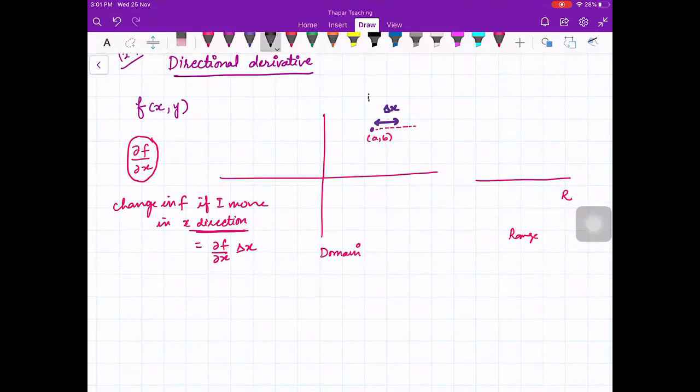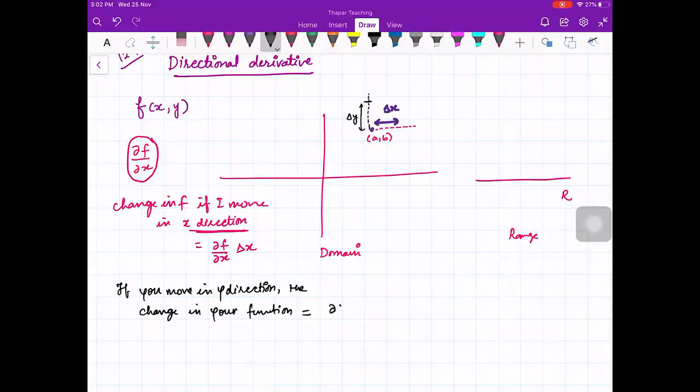say I move in the y direction by delta y, keeping x as a constant, then the change in the value of the function is equal to ∂f/∂y into delta y. Is that clear to everybody? So these partial derivatives which we have computed give us the information about the change in your function when you are moving parallel to the x-axis or parallel to the y-axis.